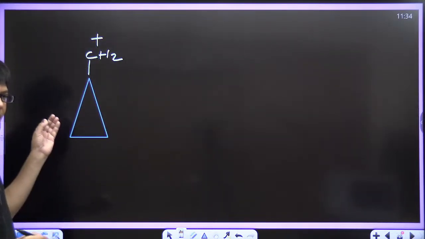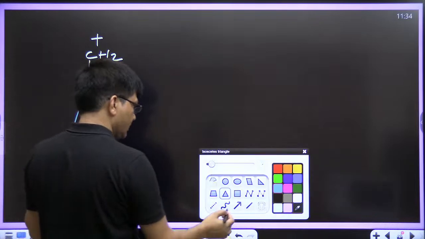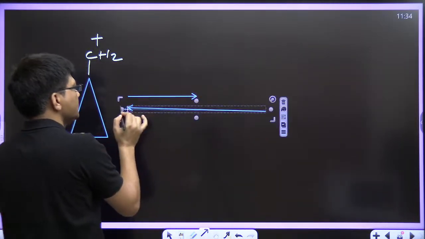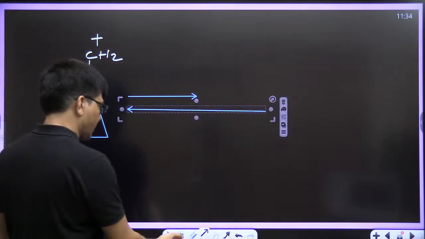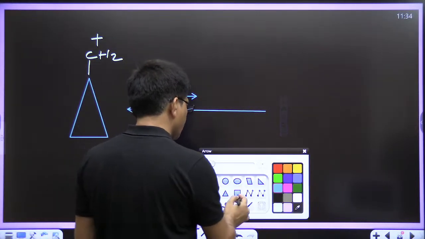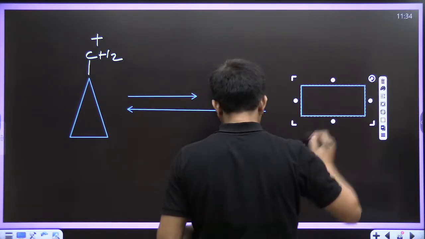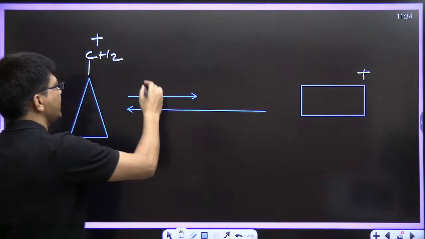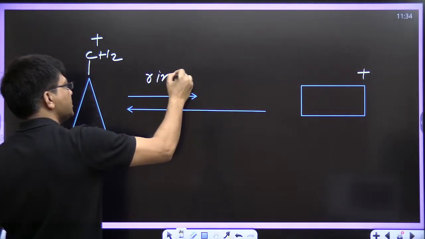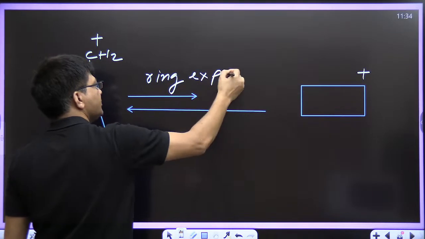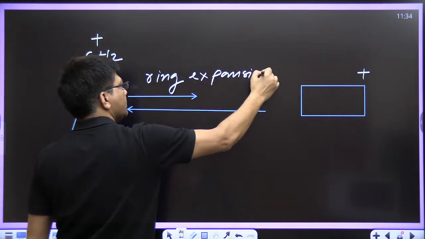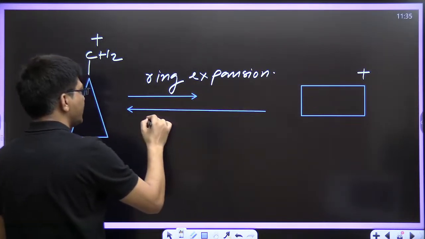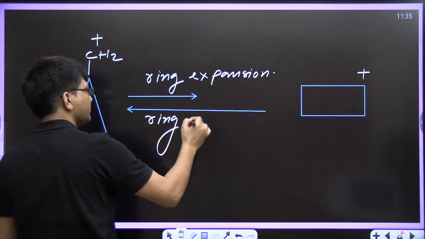then ring expansion takes place. But how much? See, how much? That side less and this side more. The equilibrium lies more towards this direction, and with the ring expansion, it will form a product like this. The forward side, I will say, is ring expansion. It is given in J.D. Lee, Stuart Warren, Clayden. And from that side to this side, it is known as ring contraction.